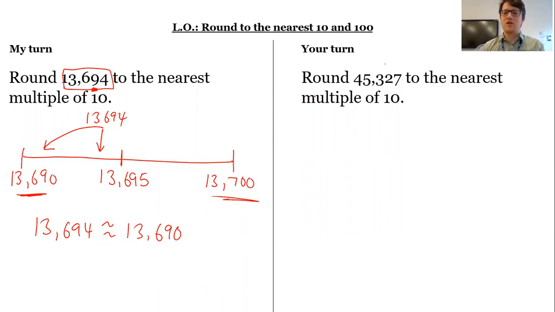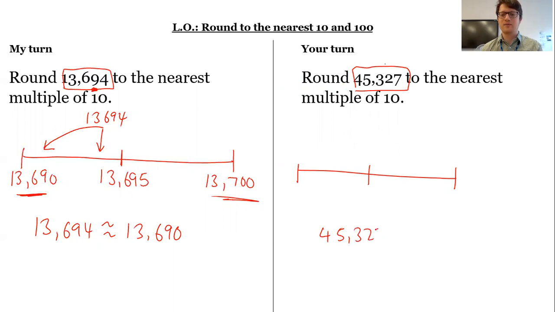So you're now going to have a go at solving this yourself. Don't forget to draw your number line. Think, what's my lower multiple? What's the next multiple of 10? And what's that crucial halfway point? Then put this number onto the number line and work out what it's going to round to. Remember to write your answer out like this. Is approximately what? So pause the video now, and then unpause when you're finished.